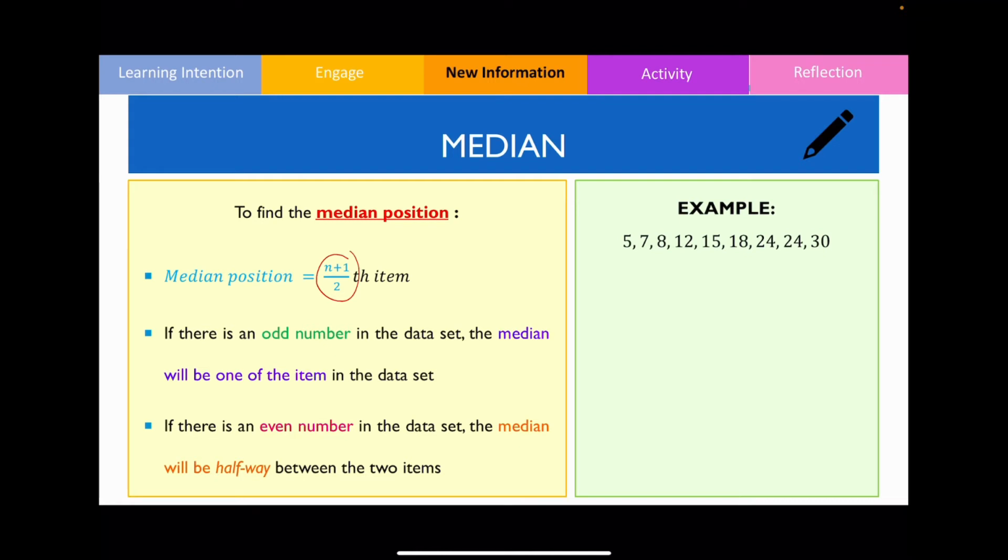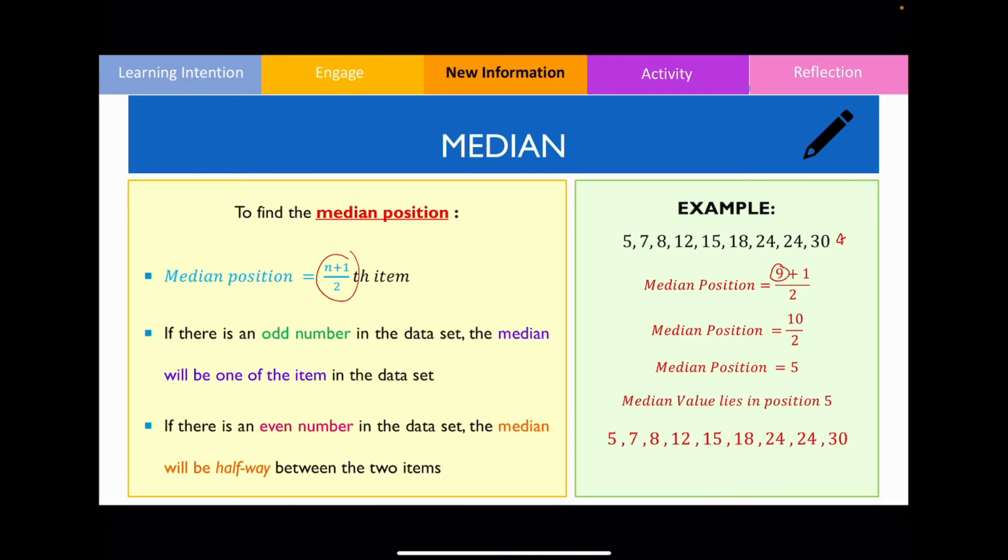Let me show you an example to demonstrate how you could find the median using this method. So in this example over here, the number of values in this dataset is 9. So if you go 9 plus 1, which is equal to 10, 10 divided by 2 is equal to 5. So what this is saying is that in the dataset, if I rearrange it from smallest to largest, which is already done, the median value is located in the 5th position within the dataset. So in this example over here, the 5th number is going to be 15. So therefore, that's going to be the median value of this dataset.